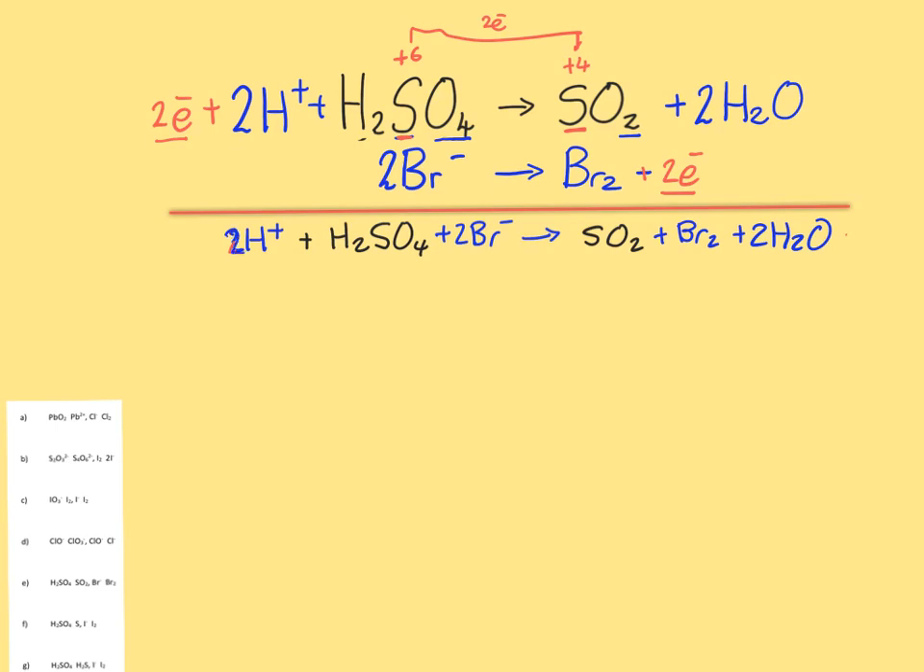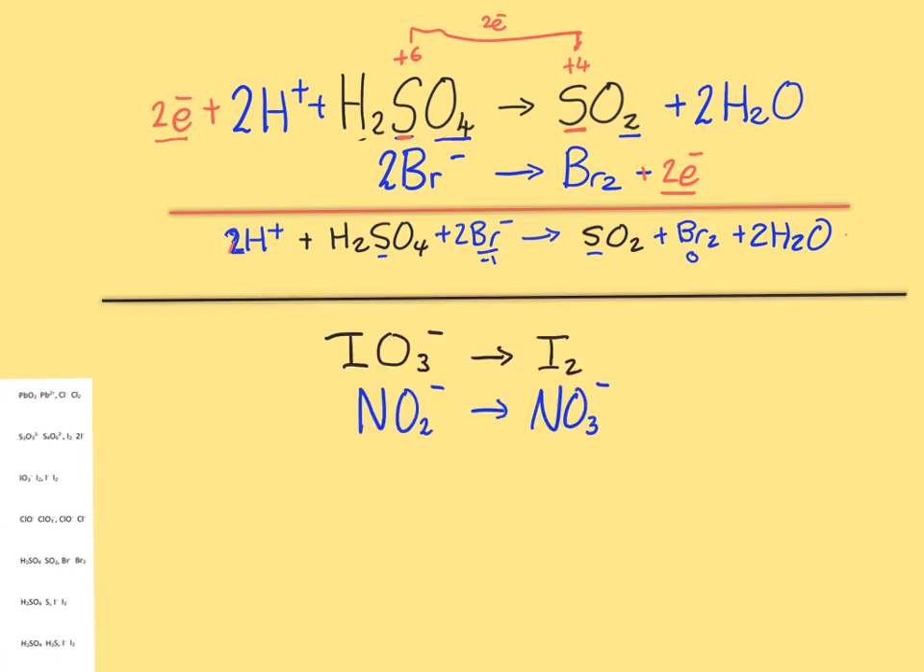The sulfur in the sulfuric acid has been reduced and the bromide ions have been oxidized from -1 to the element 0. It's a balanced redox reaction. Let's try a more complicated one.